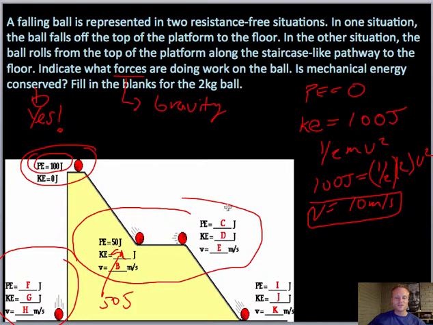Now I'm going to kind of switch over to this spot right here. If the ball hasn't changed its height at all, would the potential energy have changed? And the answer is no, it wouldn't have. It would still be 50 joules. Okay. Now, what would the kinetic energy be at that point?